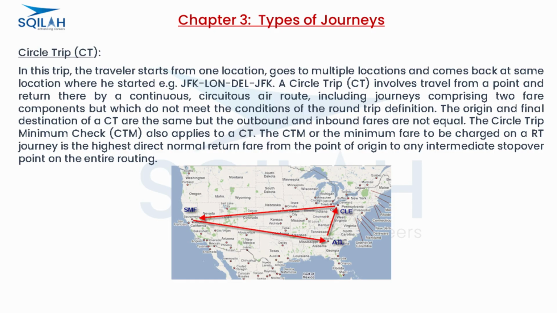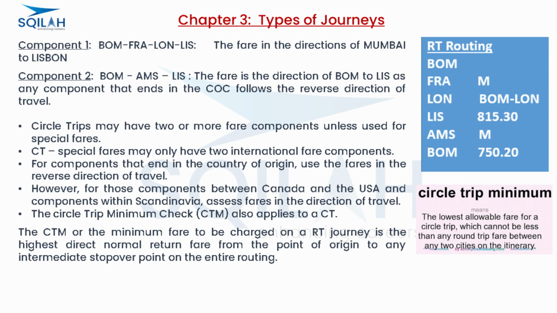The CTM, or the minimum fare to be charged on a RT journey, is the highest direct normal return fare from the point of origin to any intermediate stopover point on the entire routing. Component 1, BOM, FRA, LON, LIS. The fare in the direction of Mumbai to Lisbon.